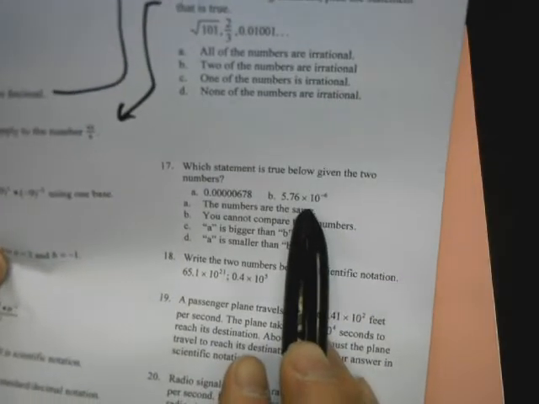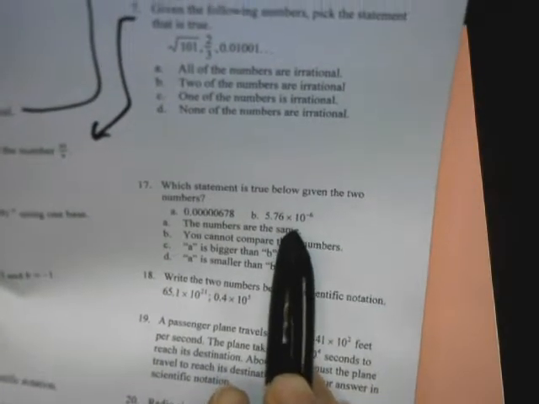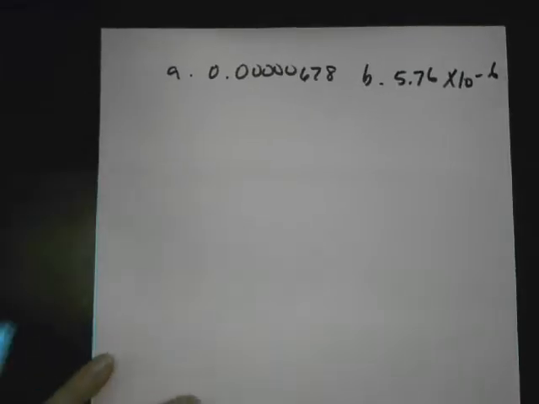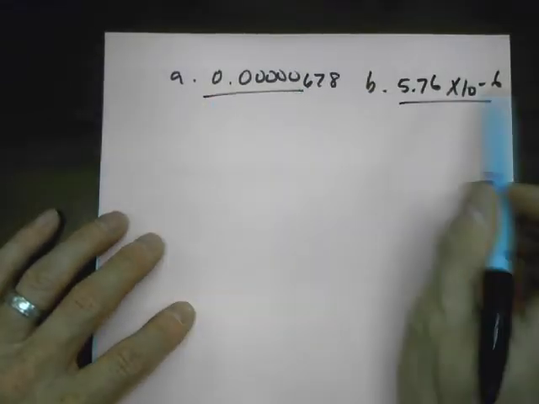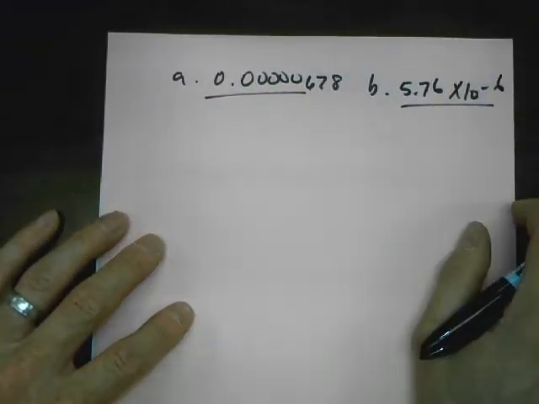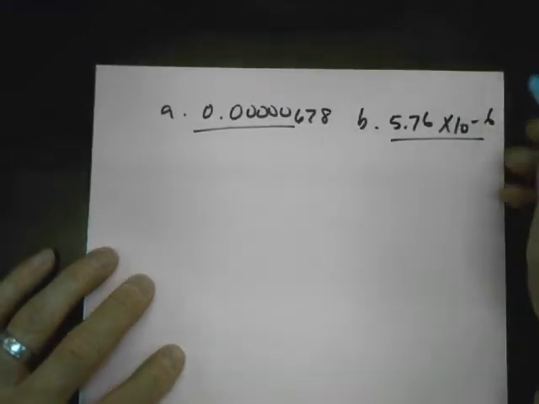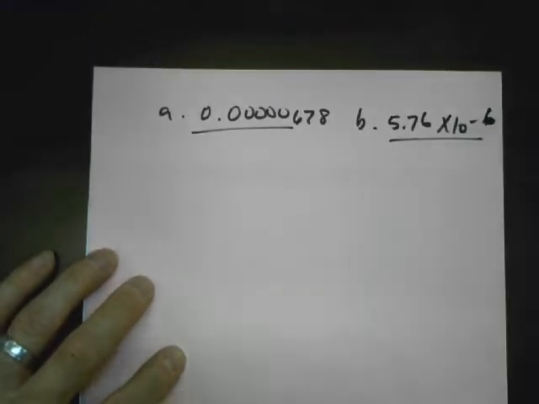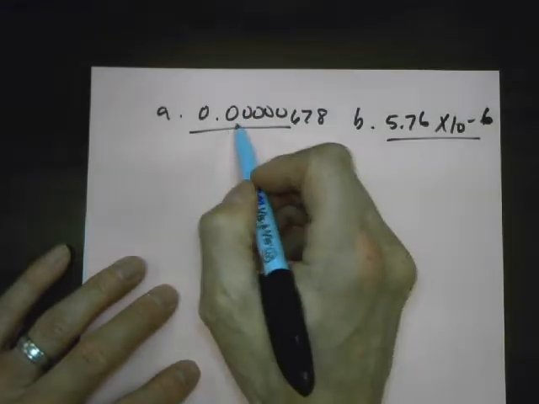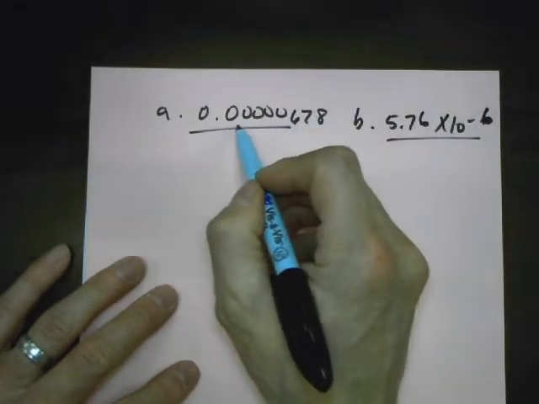B, I have 5 and 76/100 times 10 to the negative 6 power. If I'm going to compare these two numbers, I need to put them both in scientific notation or both in standard notation. I'm just going to put them in scientific notation first because, let's say this was a 60 over here, I don't want to write 59 zeros. So anyways, I'm going to put this one in scientific notation.